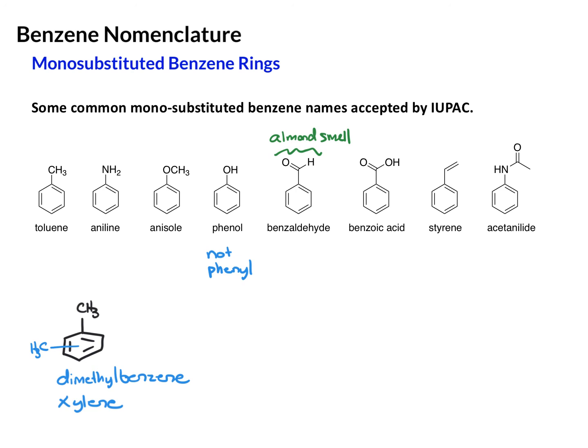The other one is if we have a methyl group and a hydroxy group both on the ring. So here's phenol, but if we add a methyl group somewhere on the ring, this is called cresol.